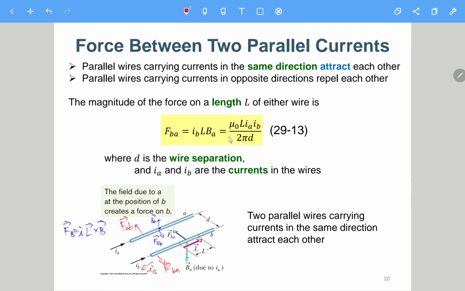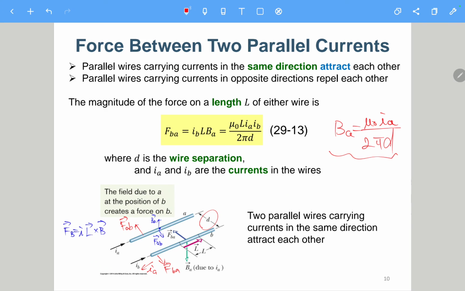Okay, so finally, we can also determine the magnitude of this FBA or FAB, attracting or repelling the wire. So far we already have ILB, and also we know BA should be mu 0 IA over 2 pi R. But here we have D rather than R, so we write D here.